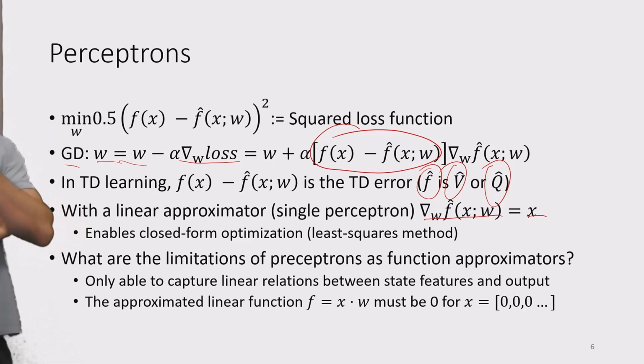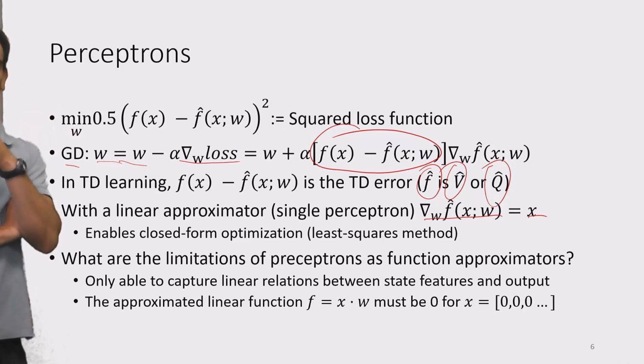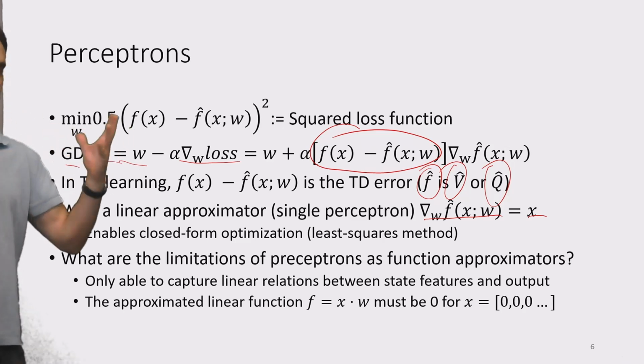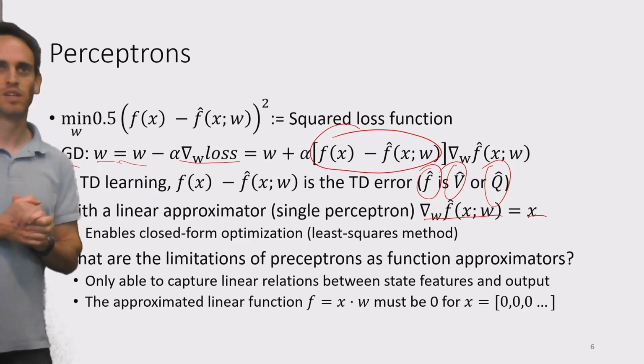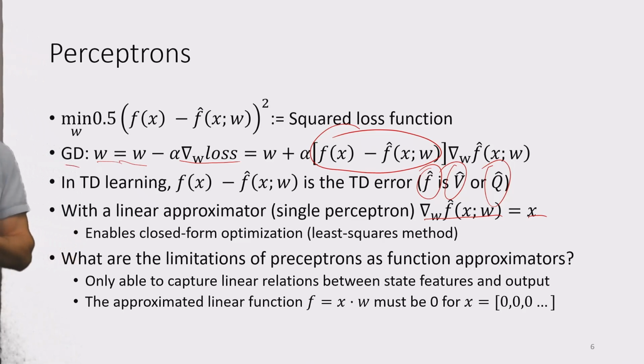And we saw this before with the least squares TD method, or in general, we can use a least squares method to minimize the squared loss function over any set of functions, right? Hopefully you learned this in your undergraduate studies.